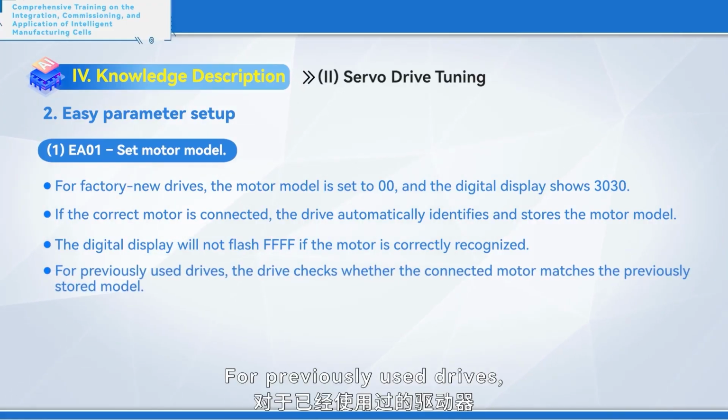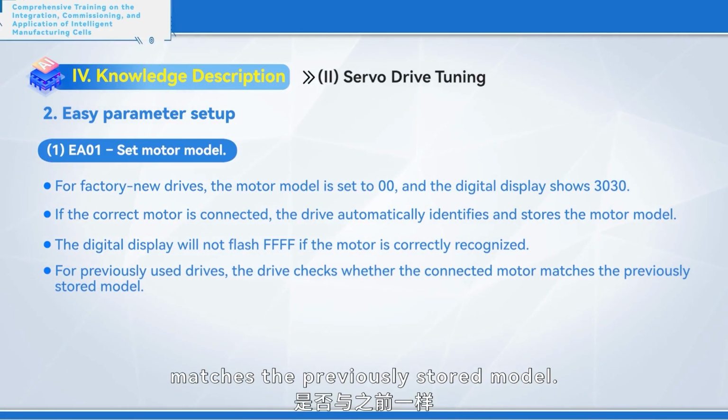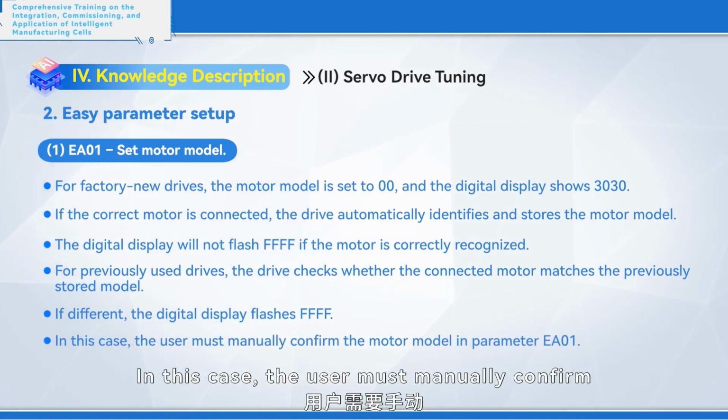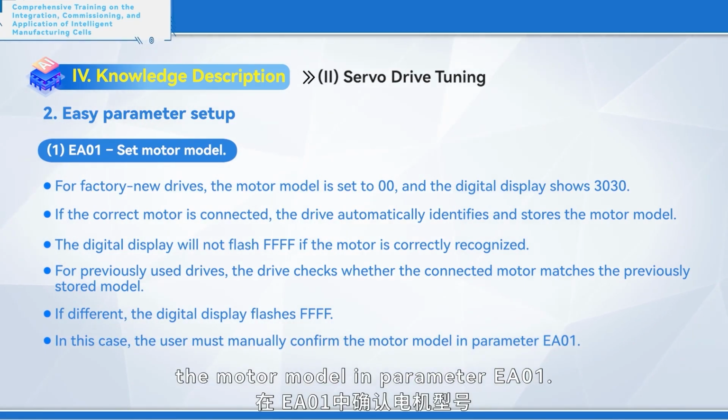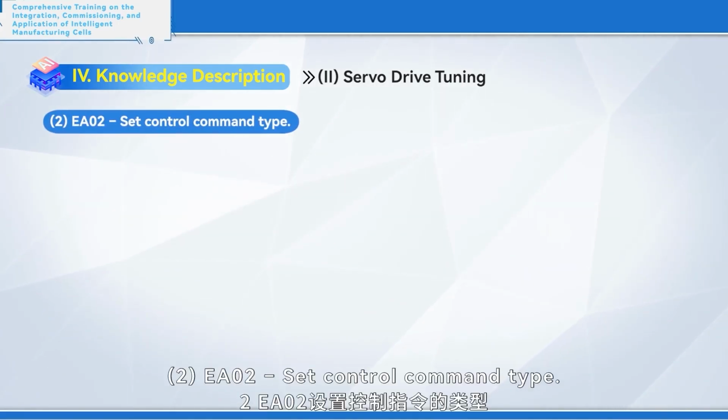For previously used drives, the drive checks whether the connected motor matches the previously stored model. If different, the digital display flashes FFFF. In this case, the user must manually confirm the motor model in parameter EA01. 2. EA02: Set control command type.